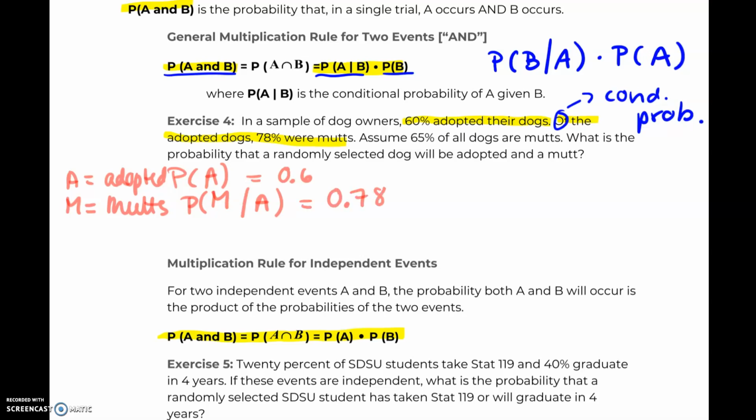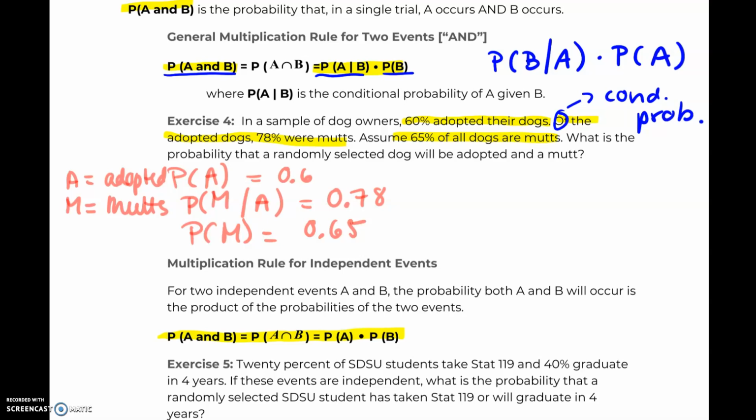So make sure when you're finding these conditional probabilities, you put the correct event in front and the correct event in the back. Behind the slash goes the conditional event. In front is the probability we're looking for, like 78% were mutts. Assume 65% of all dogs are mutts. Okay, so that's our third event. So the probability of M is equal to 0.65.